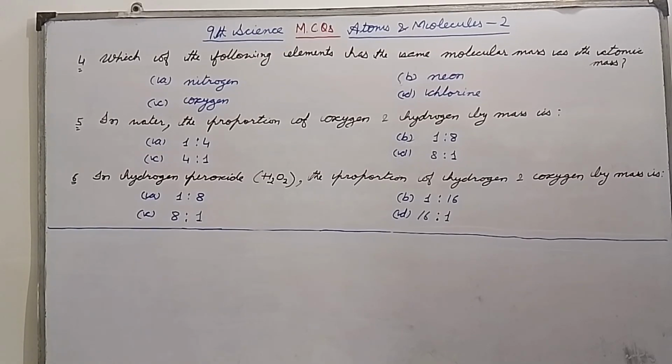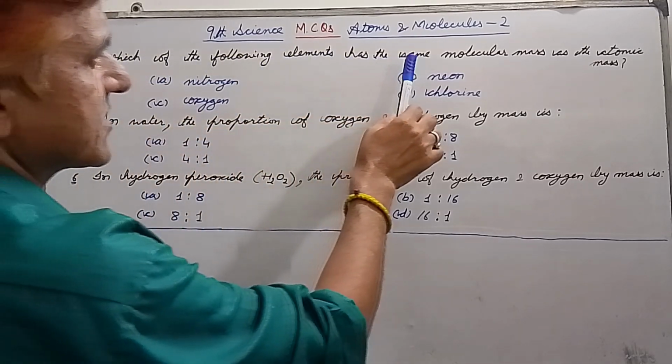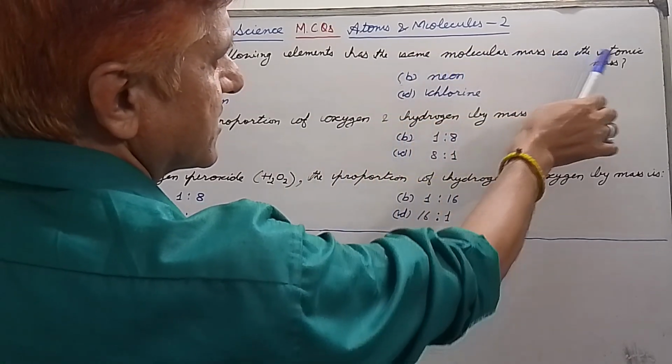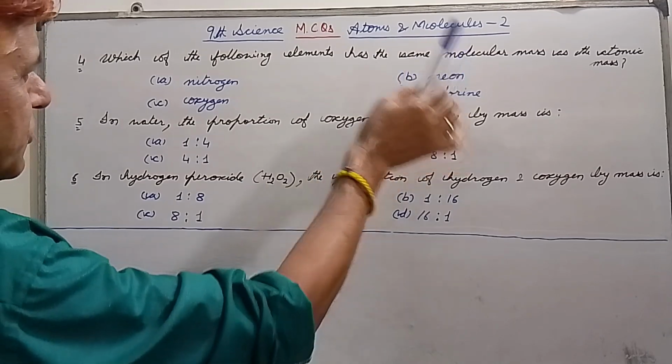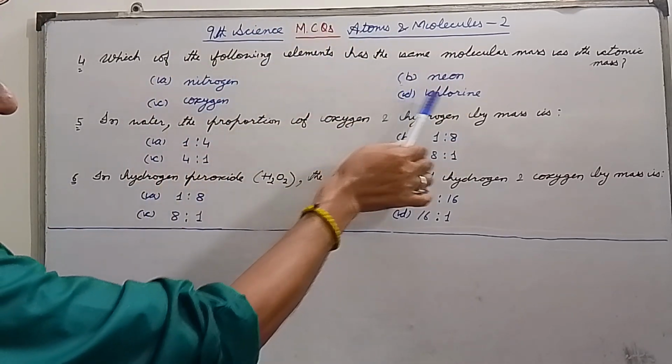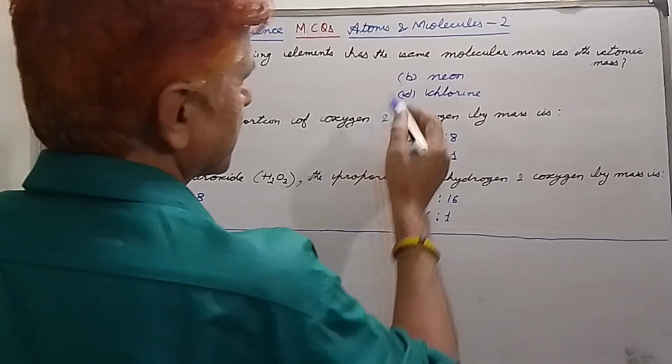Now my dear students, we have the next question, question number 4. Which of the following elements has the same molecular mass as the atomic mass? First option is nitrogen, B is neon, C is oxygen, and D is fluorine. So my dear students, here the correct option is B, that is neon.